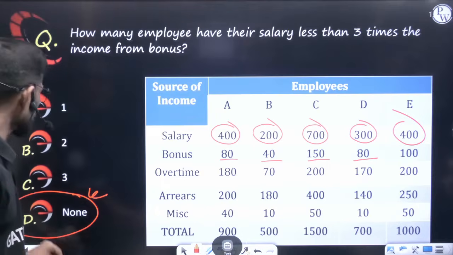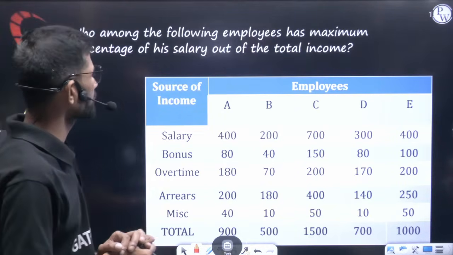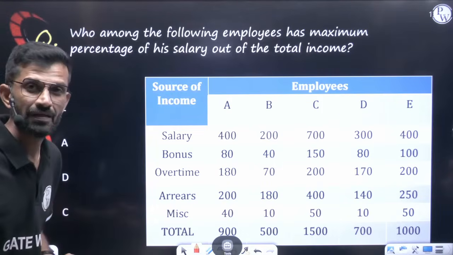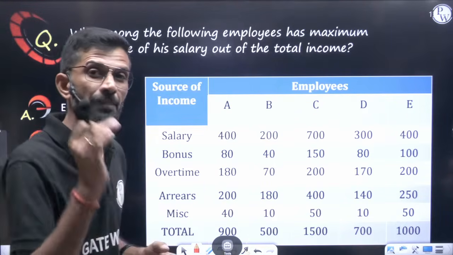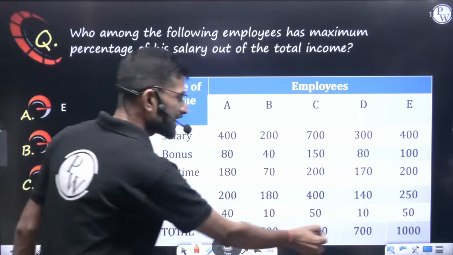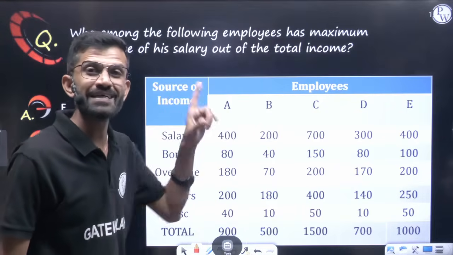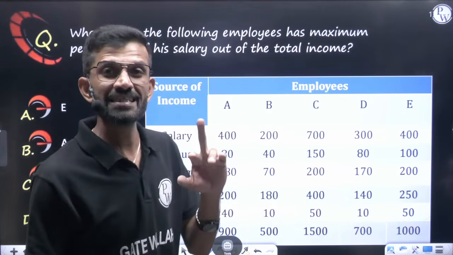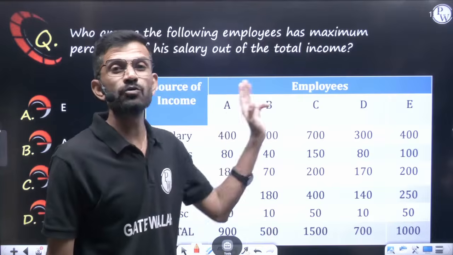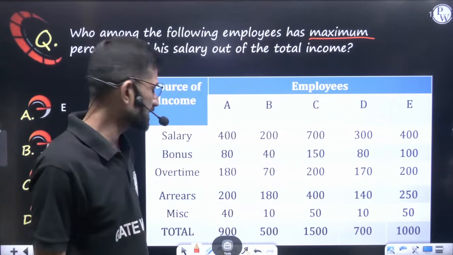Let's see the next question on this data. Who among the following employees has the maximum percentage of his salary out of the total income? Now they are asking the maximum percentage of salary out of total income. So total income is already presented in the data. For each employee we have to find how much the salary percentage is out of total income, and who is getting the maximum, they are asking about the maximum.